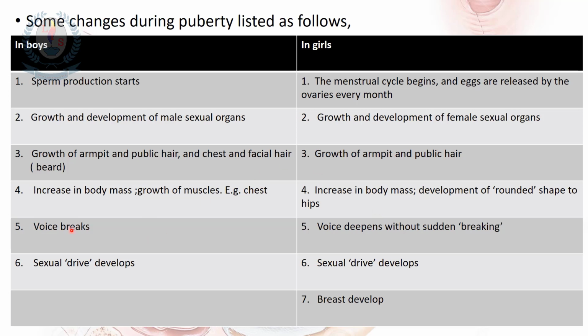Also in boys, the voice breaks and a rough voice comes out. In girls, the voice deepens without sudden breaking. In boys, the sexual drive develops, and in girls also, the sexual drive develops. Very importantly, in girls another characteristic is that the breasts develop, because they are getting ready for maternity. That's why it happens. So these are the changes which can take place during puberty and after puberty as well.